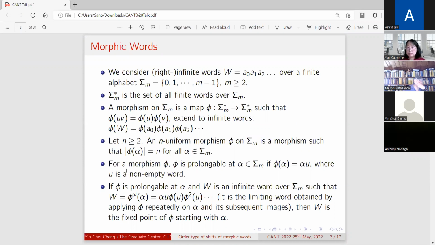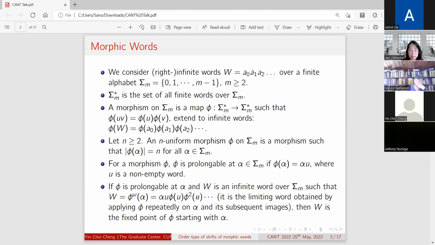Now a morphism phi is prolongable at alpha if phi of alpha equals alpha u, where u is some non-empty word. If phi is prolongable at alpha and w is an infinite word over sigma sub m, such that w equals phi omega of alpha, meaning it is the limiting word obtained by applying phi repeatedly on alpha and its subsequent images, then we say that w is the fixed point of phi starting with alpha.